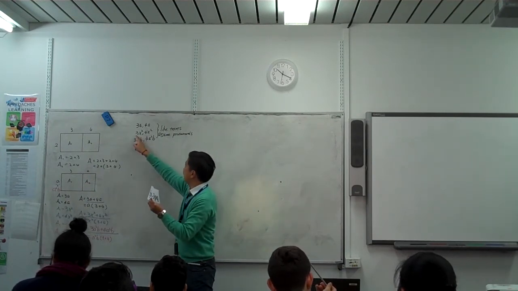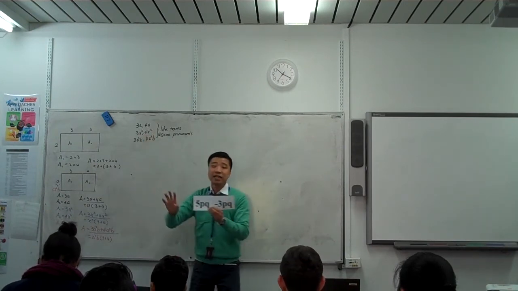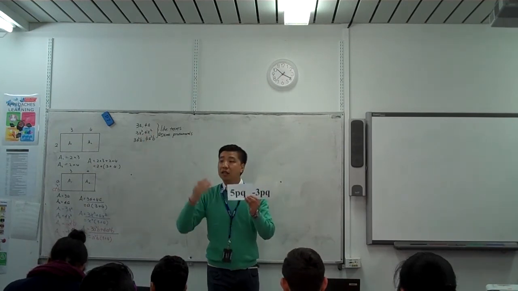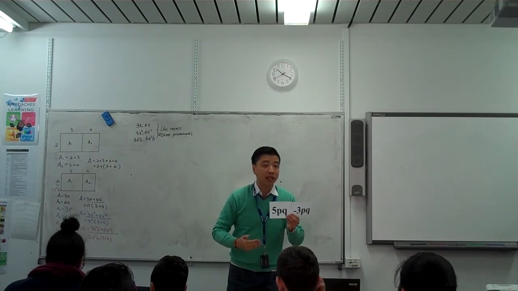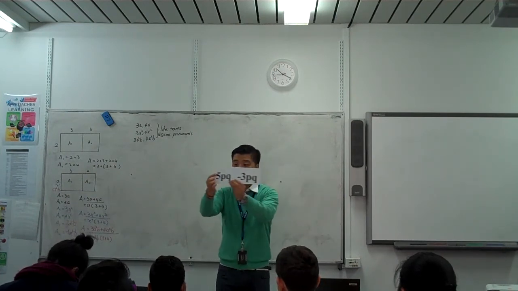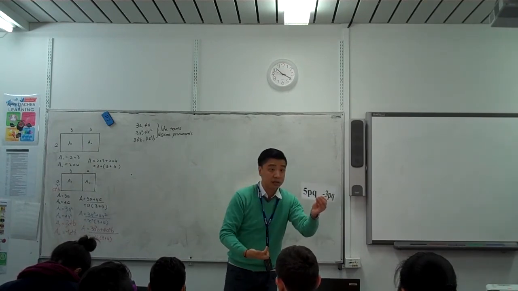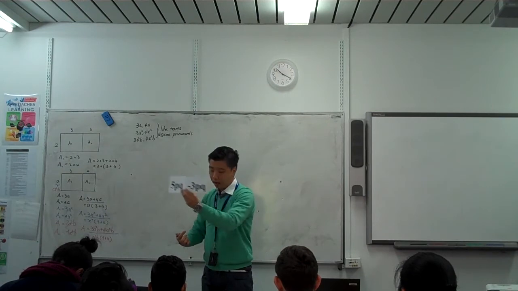Because 3 means 3 lots of x squared. This means 4 lots of x squared. It doesn't matter how many x squared. As long as I have got x squared, they are like terms. This is the same. This means 5 lots of PQ. This means negative 3 lots of PQ. Does that make sense? Okay? Alright, good. So they are like terms.